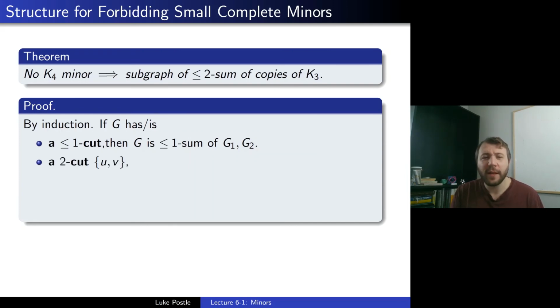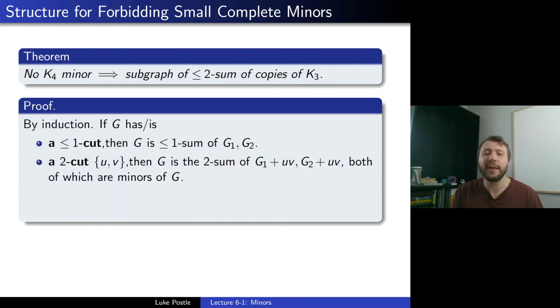So that's good. What about a two cut? Well, let's think for a moment. That's slightly harder, but then G is the two sum of G1 plus UV and G2 plus UV, both of which are minors of G. So to make it a two sum, I have to restore the edge if it wasn't there. But luckily, if we're actually connected, then these would indeed be minors, because there would be a path from U to V both in G1 and in G2. So therefore, I would know they're both minors, so they wouldn't have K4 minors, so inductively they would have this subgraph sum property, and then I would be summing them together.